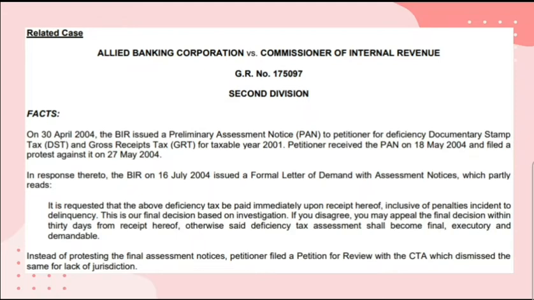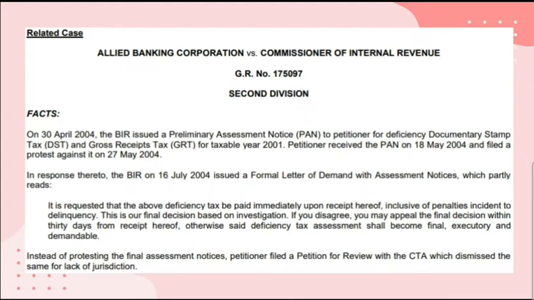Petitioner received the pre-assessment notice on May 18, 2004, and filed a protest against it on May 27, 2004. In response thereto, the BIR on July 16, 2004 issued a formal letter of demand with assessment notices, which partly reads, "It is requested that the above deficiency tax be paid immediately upon receipt hereof, inclusive of penalties incident to delinquency. This is our final decision based on investigation. If you disagree, you may appeal the final decision within 13 days from receipt hereof. Otherwise, said deficiency tax assessment shall become final, executory, and demandable."